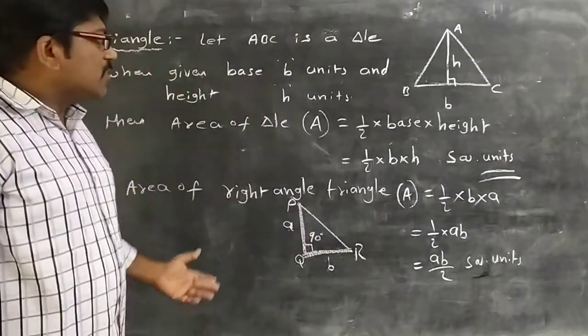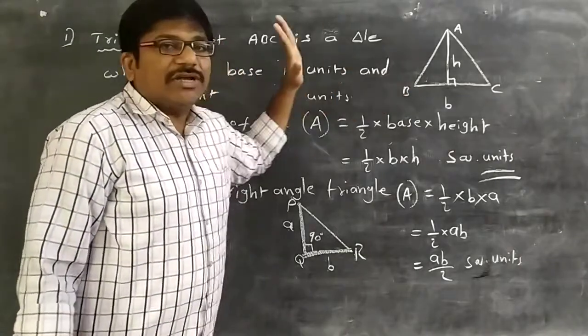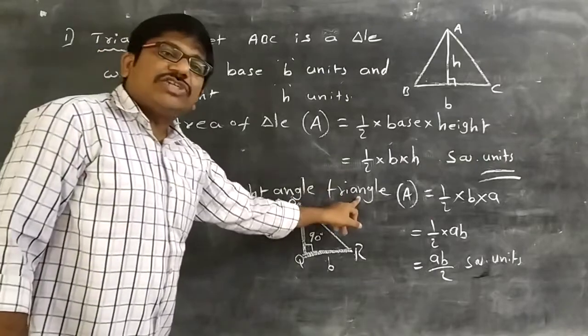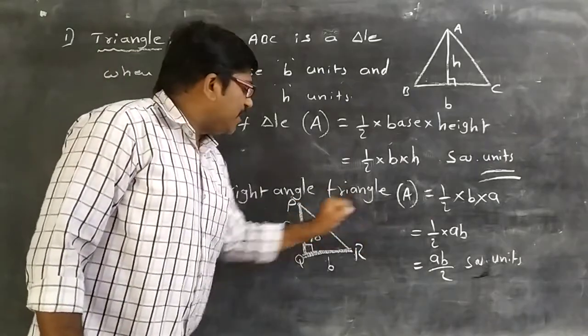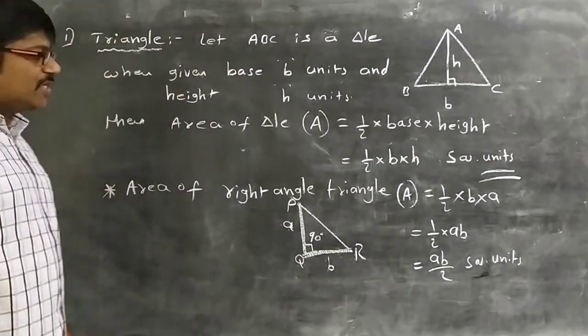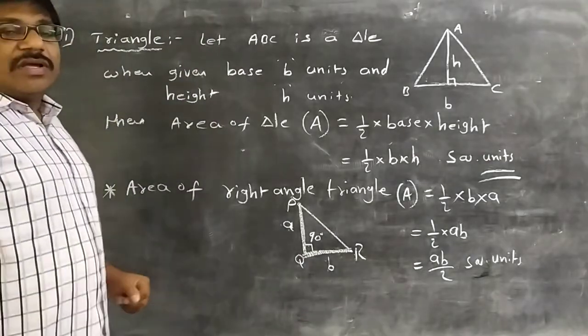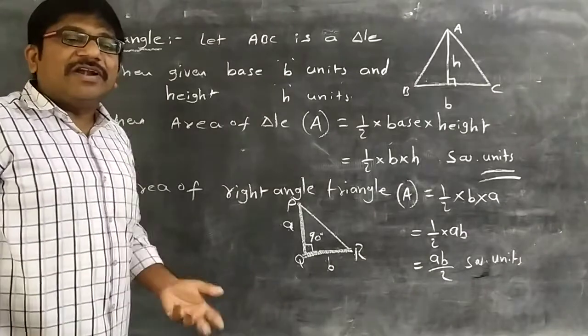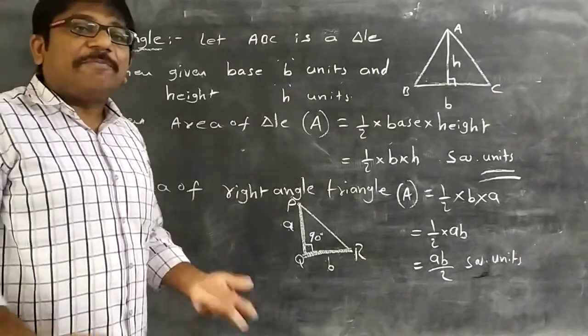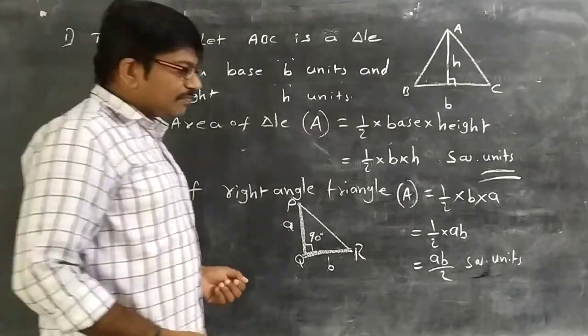Observe carefully. When the base and height are given, the area of a triangle is half into base into height, right? The area of a right angle triangle is half into the product of perpendicular sides, right? So observe carefully, for the area of a triangle there are different formulas. Why? Because we have different types of triangles, right?